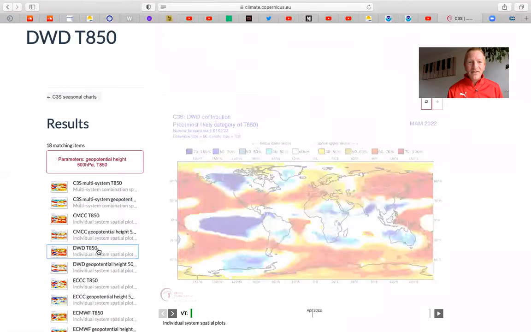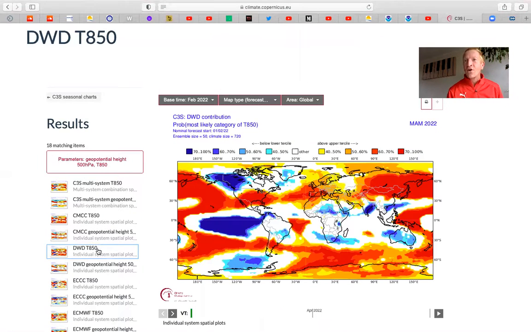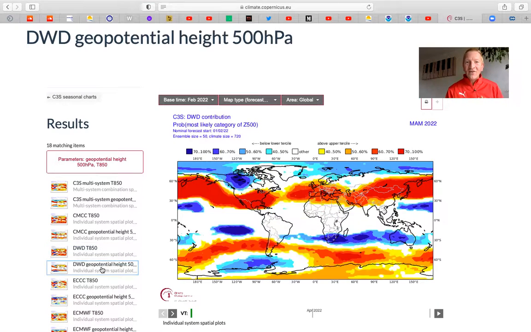Okay, let's begin with DWD. This is the Icon model, the German model. And here are your 500 millibar height anomalies. So this is a wee bit higher in the atmosphere, and it shows us where we're more likely to have high pressure, which is the oranges, the reds, the yellows, or low pressure represented by blue in this chart.